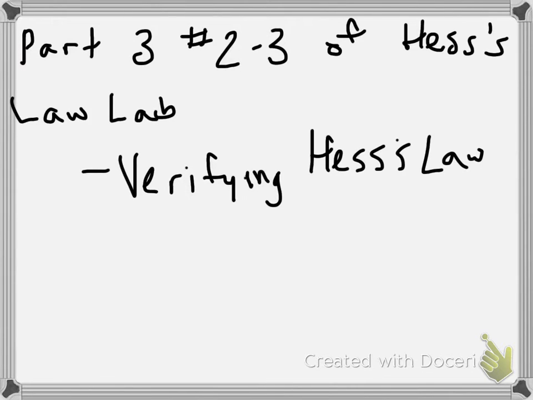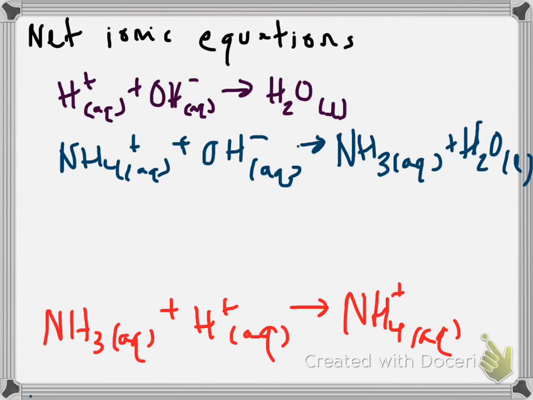In this video, I'm going to talk to you about part 3, numbers 2 and 3 of Hess's Law Lab. This goes to verifying Hess's law. So your first step is to look back at number 1 from part 3 at the net ionic equations that you wrote. Your goal is to rearrange equations 1 and 2, the blue and purple ones, into something that when you add them together, it'll equal equation 3.